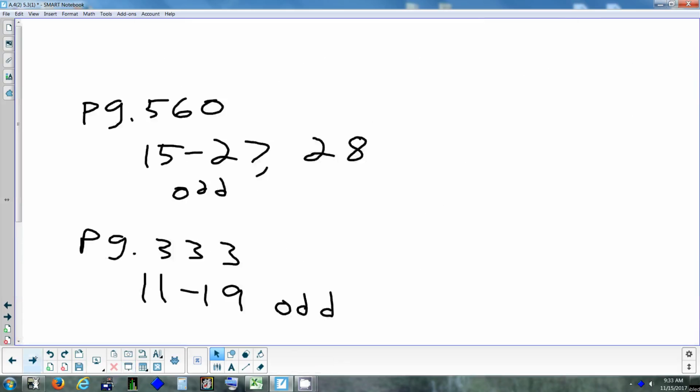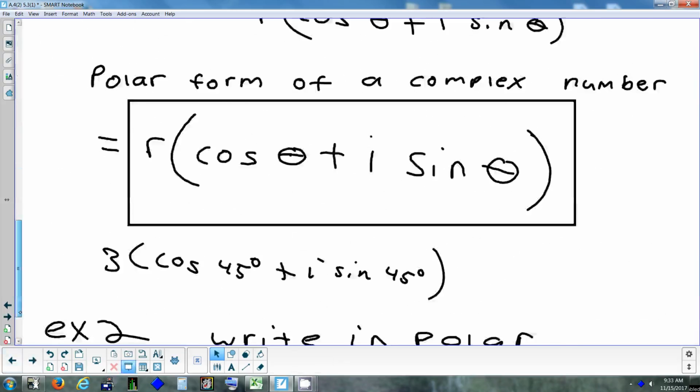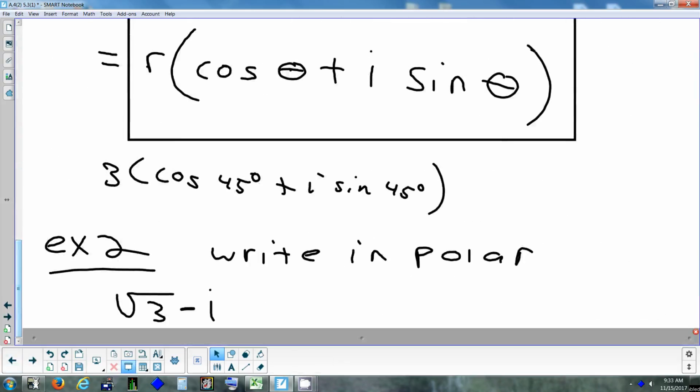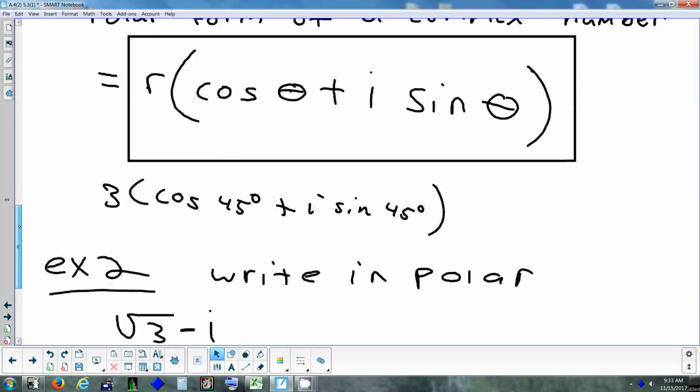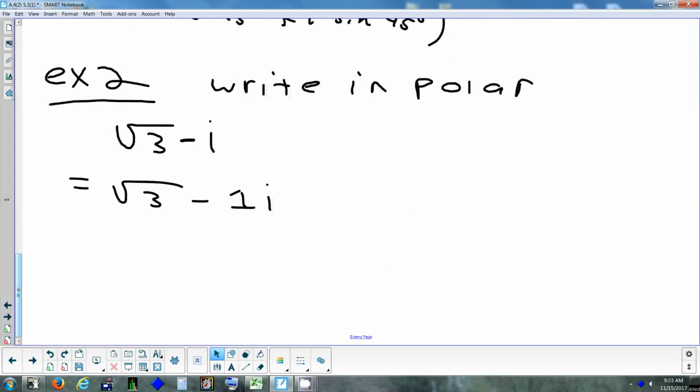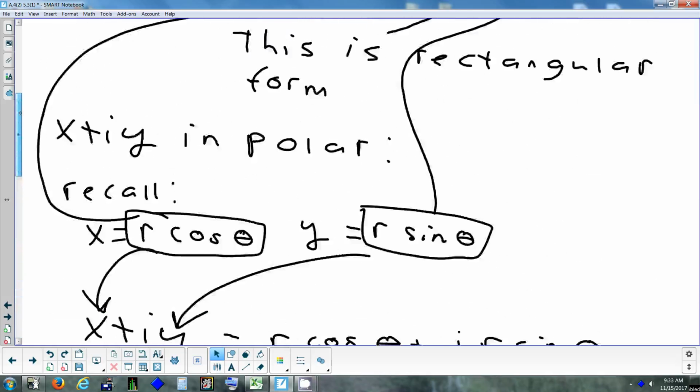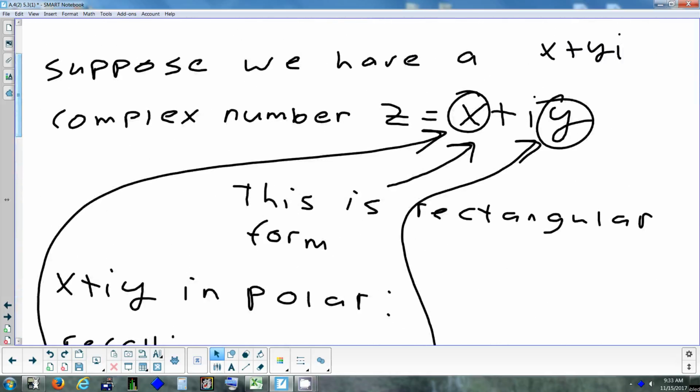Okay, so let's try this one. Square root of 3 minus i. Now here, it's a little tricky because they didn't put in the number in front of i. So what number should be there? You could put in the -1 if you want. Okay, so we've defined r and theta. Now, remember, the first number is your x. The second number is like your y.